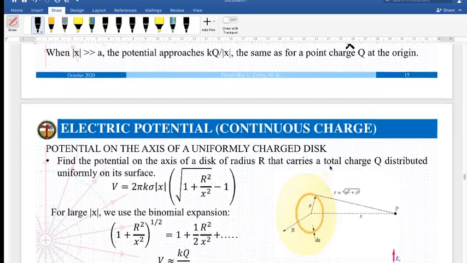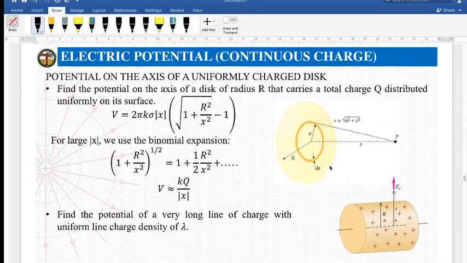Okay, so that's actually the potential. So how about the potential on the axis of a uniformly charged disk? Just like what we did with the electric field, we divide the charged disk into very small rings. The solution is not written here, so I will just work it out for you.